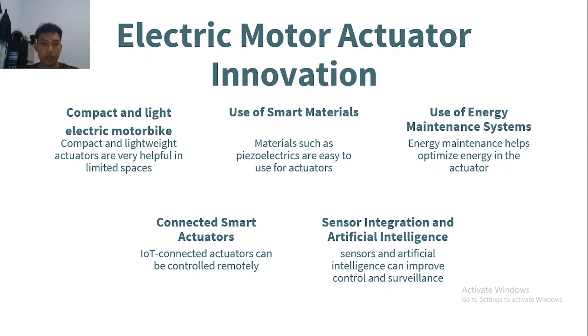Number 4, connected smart actuators. IoT connected actuators can be controlled remotely. Number 5 is sensor integrated and artificial intelligence, or AI. Sensors and artificial intelligence can improve control and surveillance.